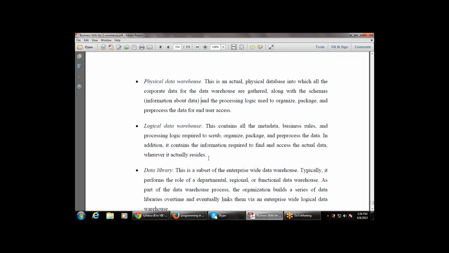Then the logical data warehouse. This contains all the metadata, business rules and processing rules that are used to scrub, organize, package and pre-process the data for the data warehouse. In addition, it contains the information required to find and access the actual data wherever it resides. So a logical data warehouse uses metadata, that is data about the data, business rules and processing logic to organize, package and pre-process the data.